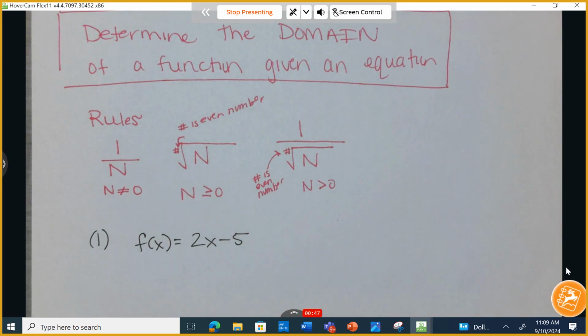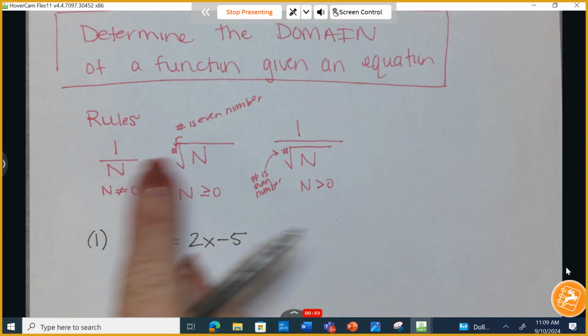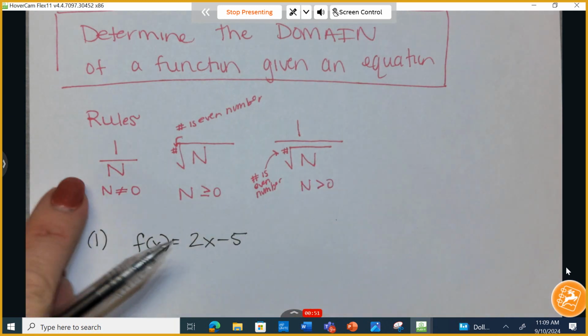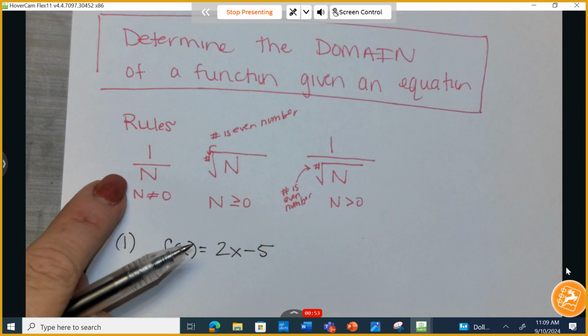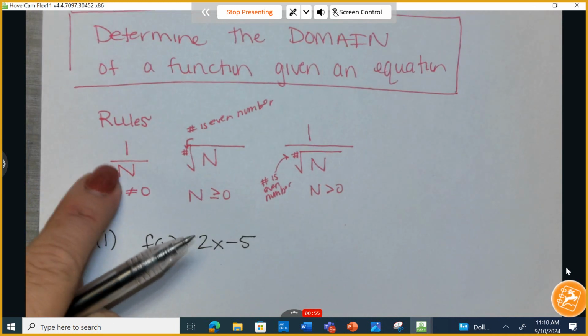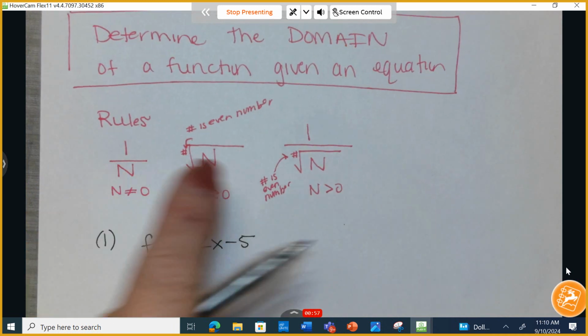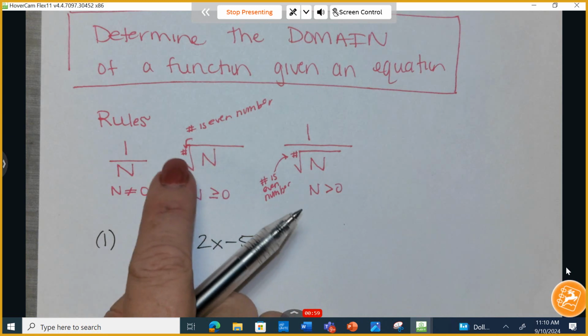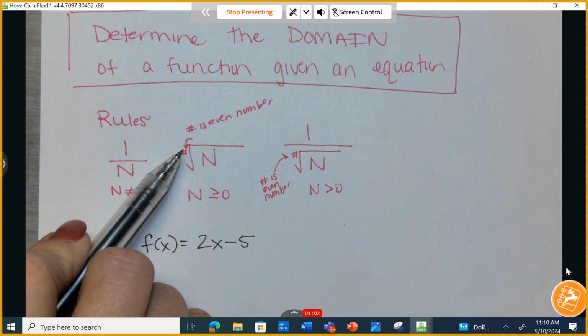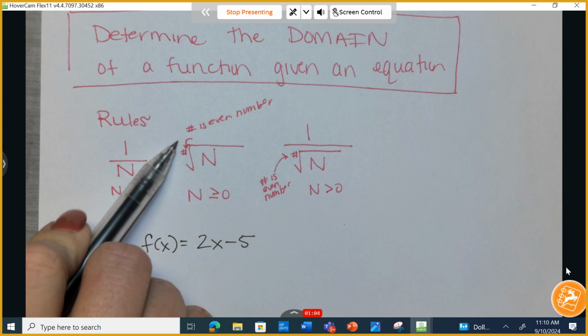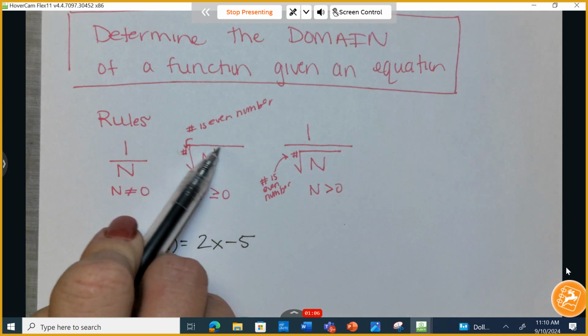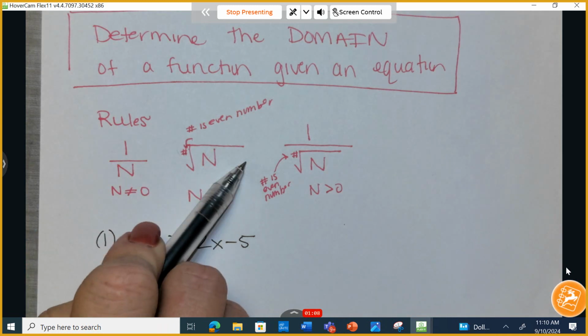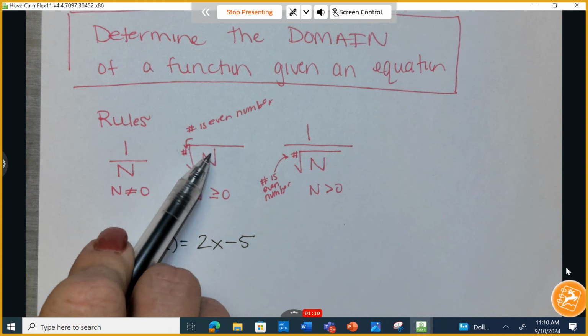But in this case, what we're going to do is refer to these 3 rules. The first rule is we are looking to see, do we have any number in the denominator? The second rule is if we have a radical, we're looking to see if the nth root is even. If the nth root is even, we know the value inside has to equal 0 or a positive value. So at a minimum, it would be 0.